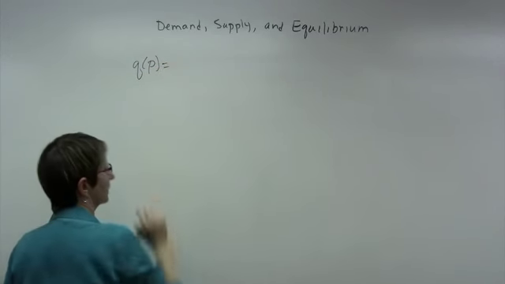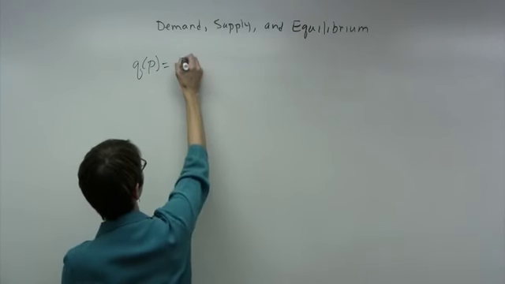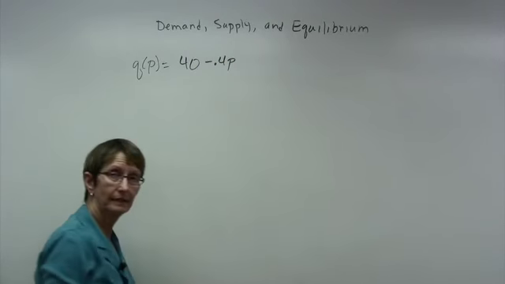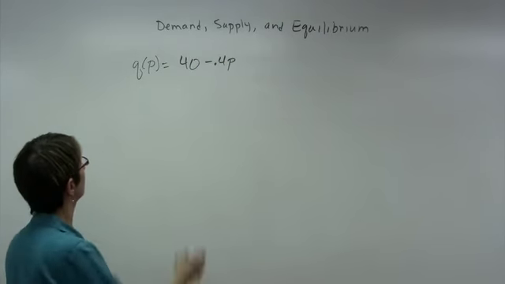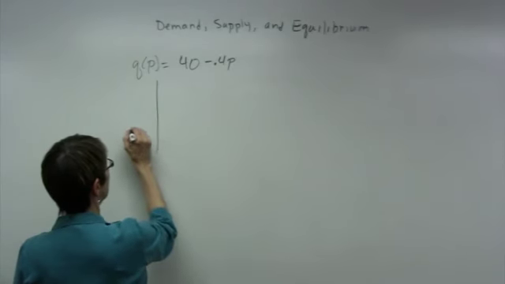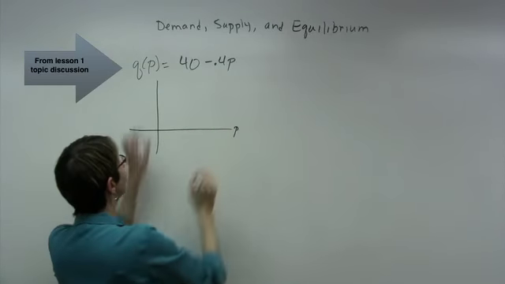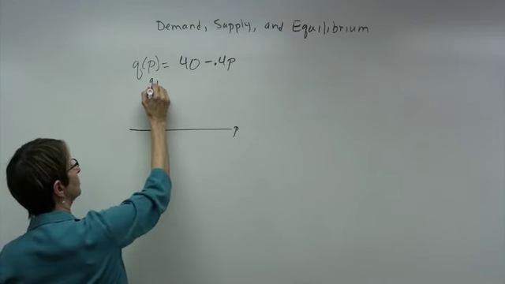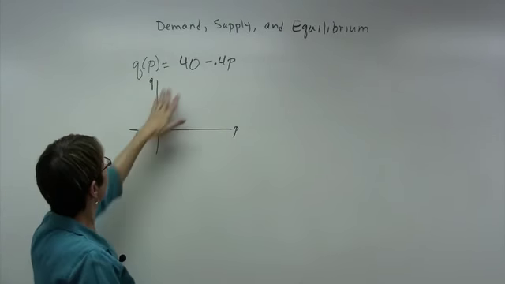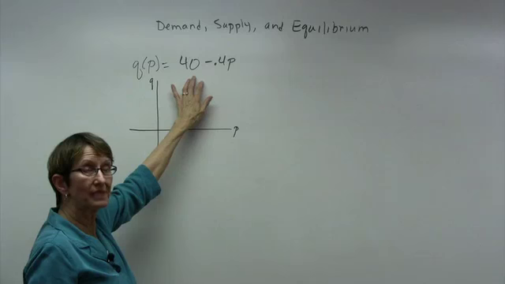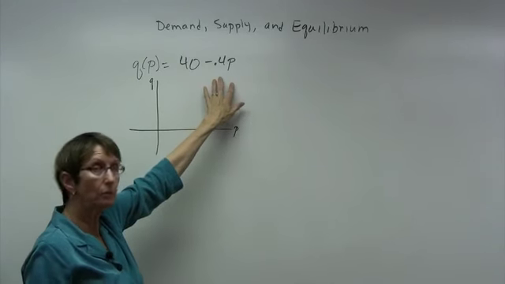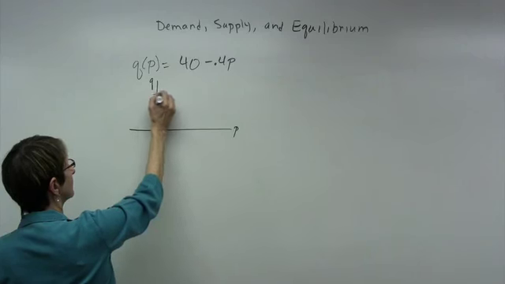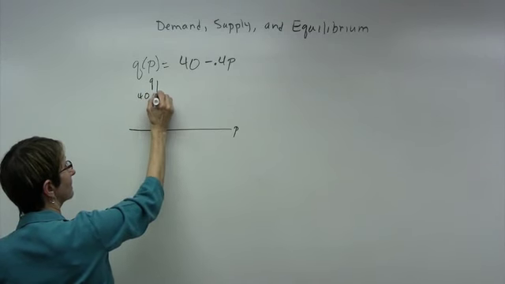Let's look at this function. Q of P is equal to 40 minus 0.4P. Let's look at a graph of this function. P is the input, so it goes on the horizontal axis, and Q is the output. Typically, you always want to use an intercept, so we'll let P equal 0, and if P is equal to 0, Q is 40. So that's our first point.